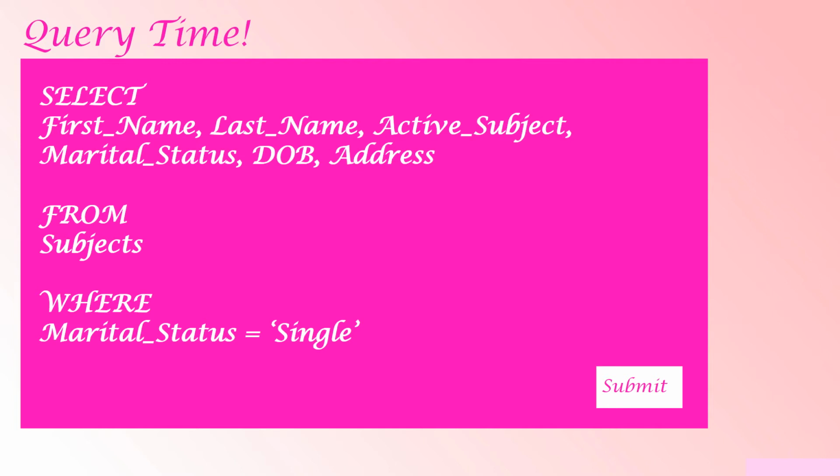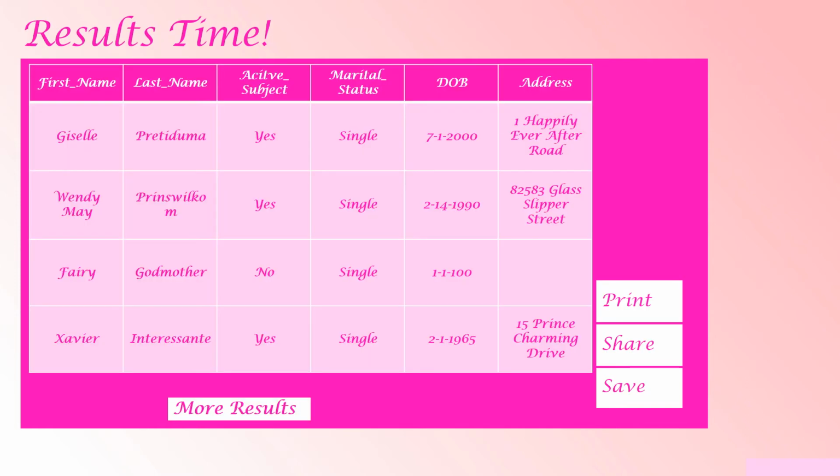Even though we haven't done this yet, if we wanted to get only single subjects, we could add a condition in our where section that said marital status equals single. So select first name, last name, active subject, marital status, DOB, address from subjects where marital status equals single. The result set may look like this. Notice all of the subjects on this list are single.